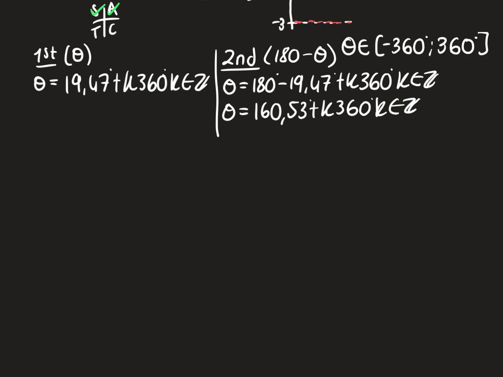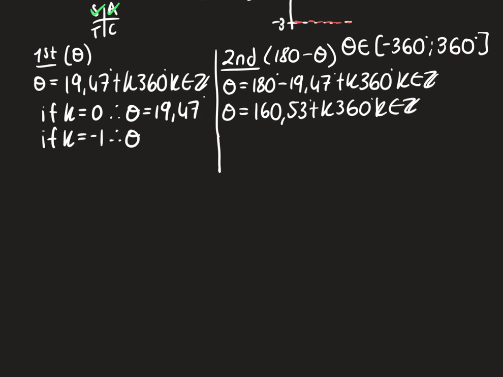Let's have a look. So if k for the first quadrant equals 0, therefore theta is going to equal 19,47. Is it going to be an answer? Yes, it is, because it falls in my domain. Fantastic. Let's do 1. 1's going to fall out. Let's do minus 1. So if k equals minus 1, therefore theta is going to equal 19,47 minus 360, and that gives me minus 340,53. Does that fall in my domain? Yes, it does. So that is a solution. If I make k minus 2, everybody, it is definitely going to fall out of my domain. We can do a little bit of mental math here.